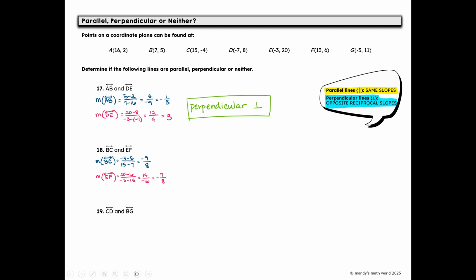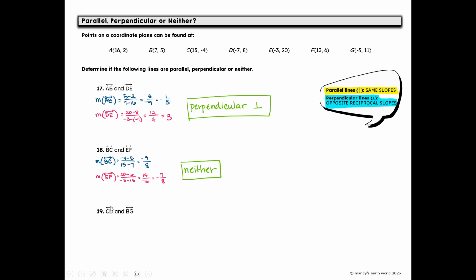So how are these two lines related? The slopes of them, that is. Are they the same? Are they opposite reciprocals? No, they're neither. So they're just neither. And if they're not parallel and they're not perpendicular, they're just going to be intersecting lines at some point.